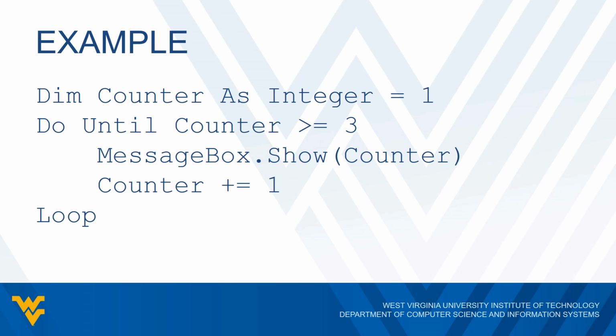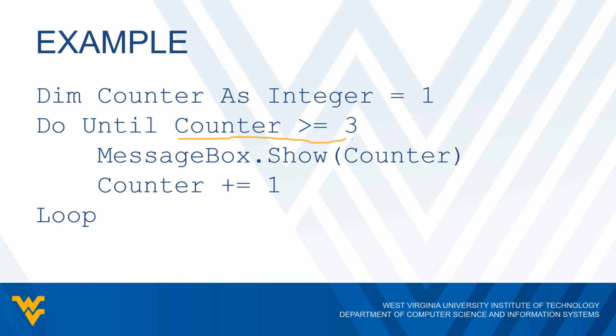Here is our example from earlier with the counter, where we're going to use the do until loop. So our counter is initially 1. So we can take a look here and see that we have do until counter greater than or equal to 3. So as long as this condition right here is false, we're going to display the value of the counter and then increment it by 1. So let's see what's going on here. So counter is initially 1.